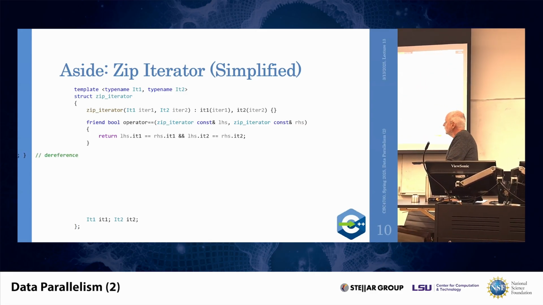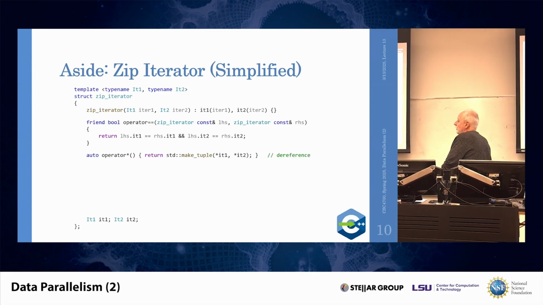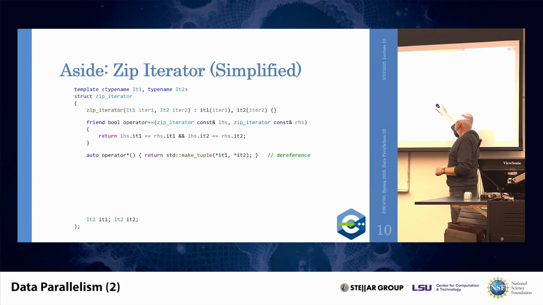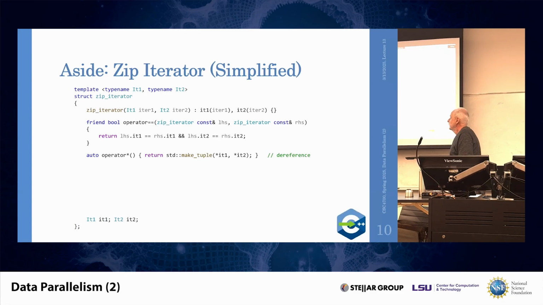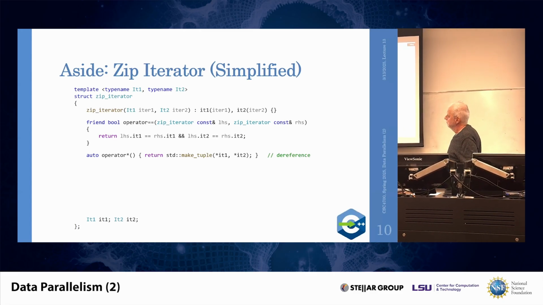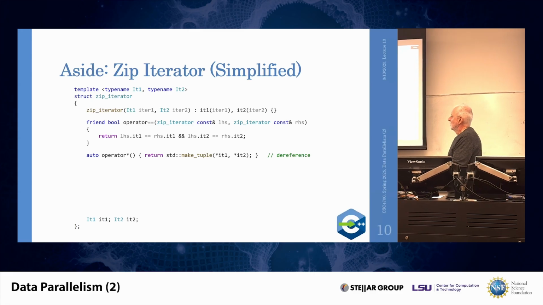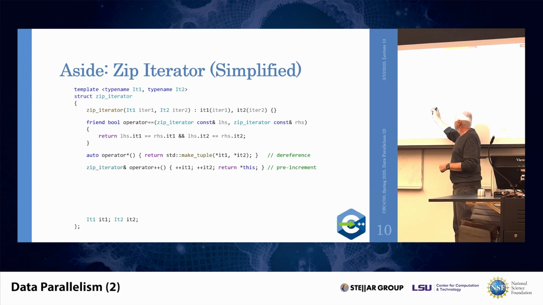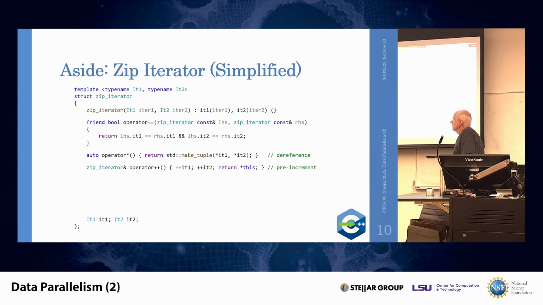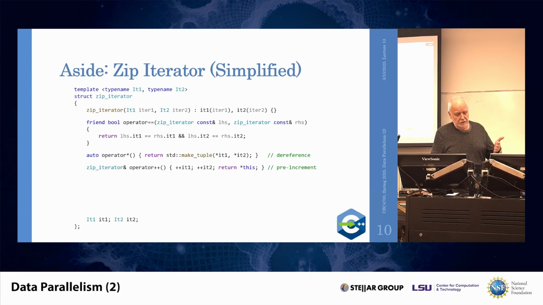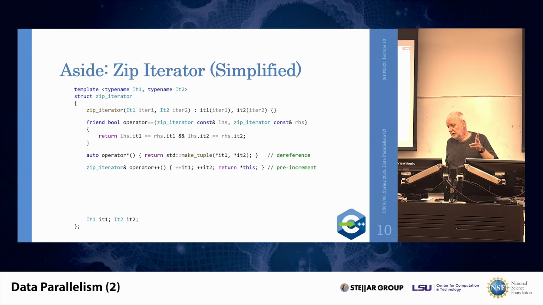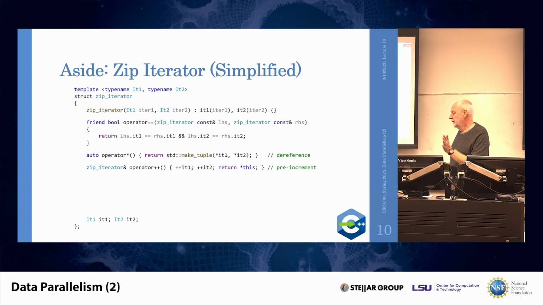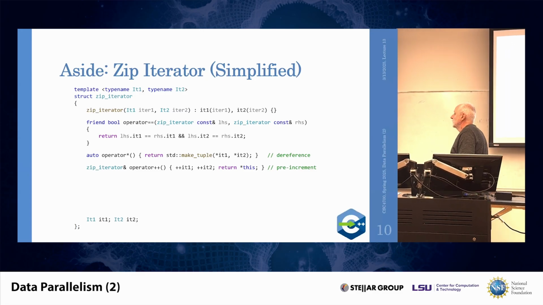Dereferencing. Well, we want to dereference things, and as I said, when I dereference an iterator, I want to return the tuple that is built of the results of the dereferencing of the embedded iterators. Again, nothing surprising. Increment. Well, increment does two things. It increments both iterators, right? And that's it. Because when I want to move my zip iterator forward, I want to make sure that all iterators it refers to will move one forward with regard to their own sequences.